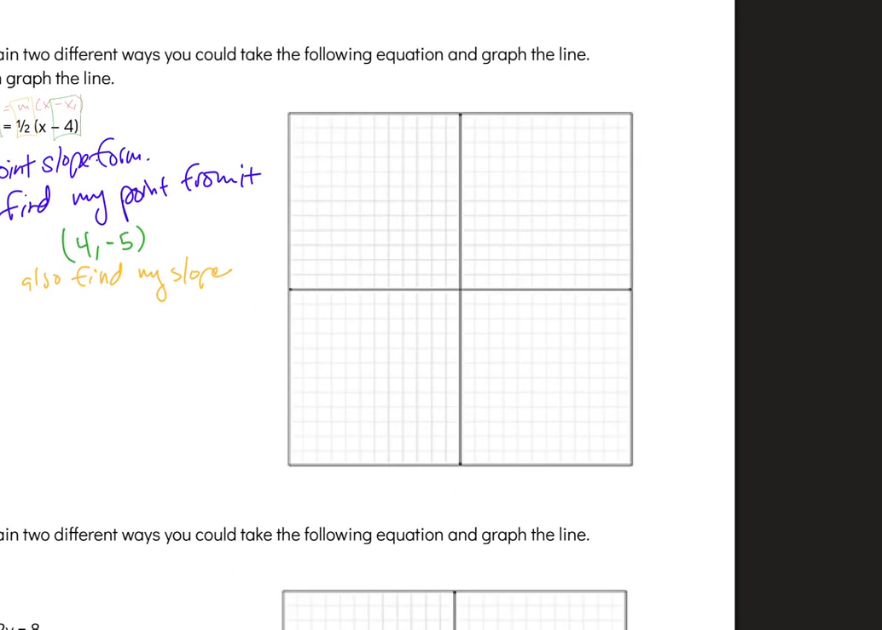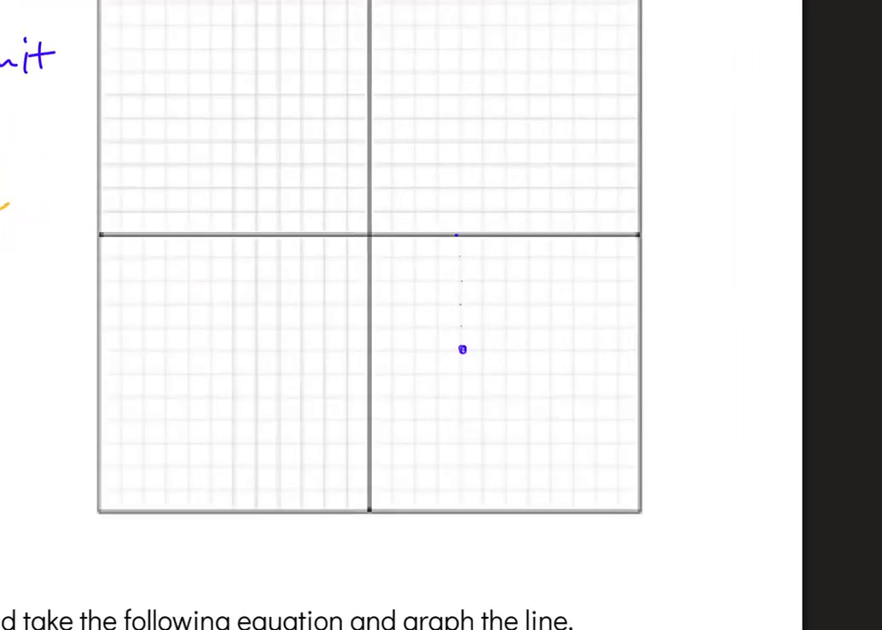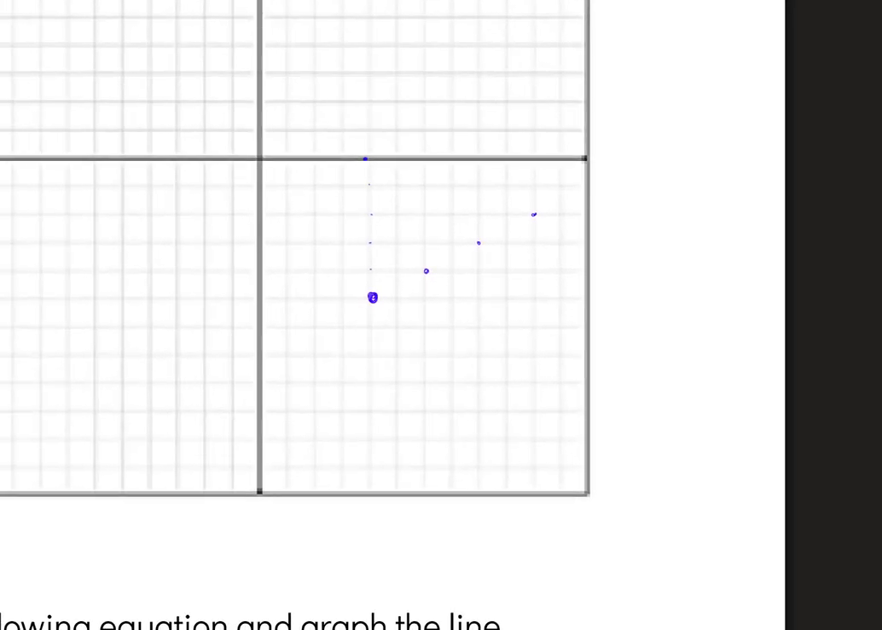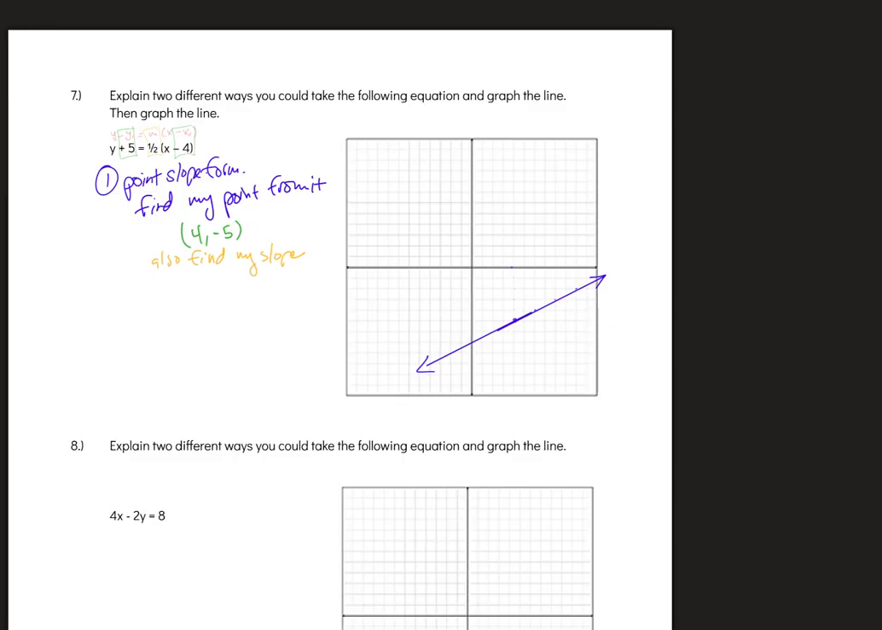So 4, negative 5, so there's 4, 1, 2, 3, 4, 5, and the slope was, what was it, 1/2, up 1 over 2, up 1 over 2, up 1 over 2. So there we go. We've done more than half the problem now, because we were just told to tell 2 different ways we could do this, and then just graph it. So there we go. Sorry, I screwed up the graphing a little bit, but there's the graph.